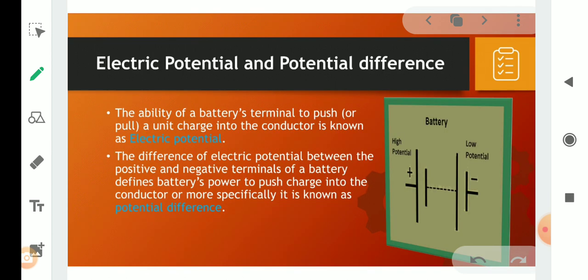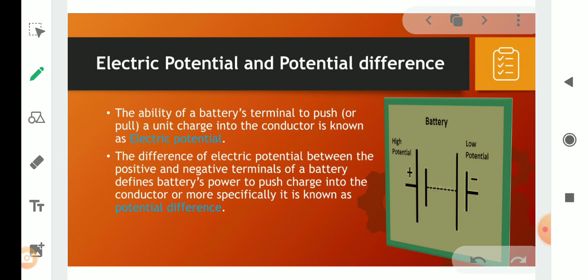Okay, what is electric potential? Let us study now. The ability of a battery's terminal to push a unit charge into the conductor is known as electric potential. It is the ability to push a unit charge into the conductor.